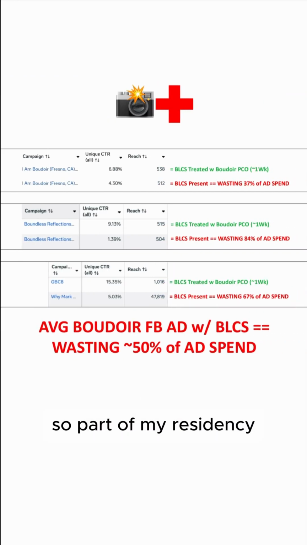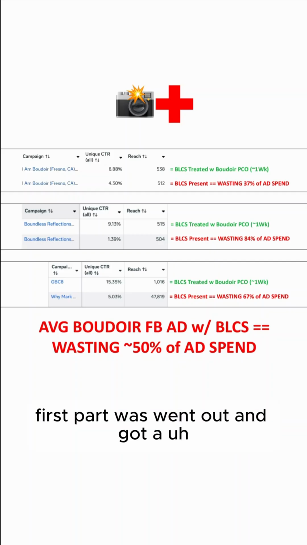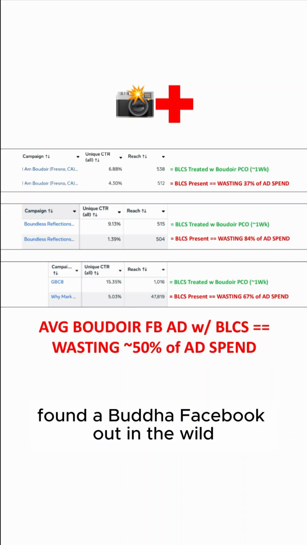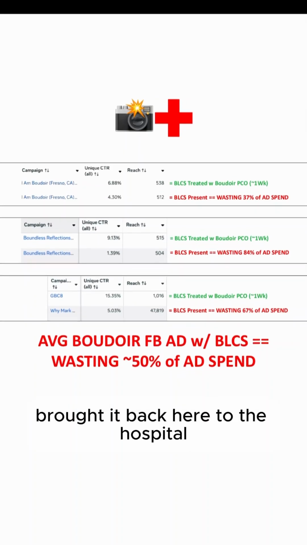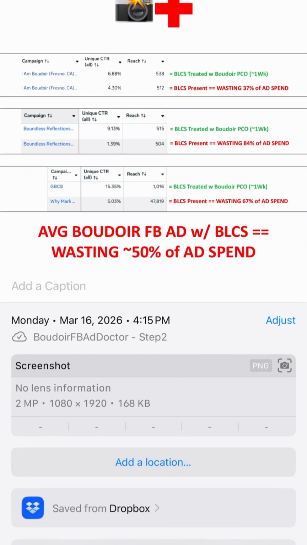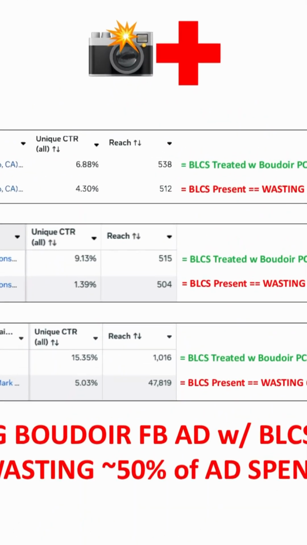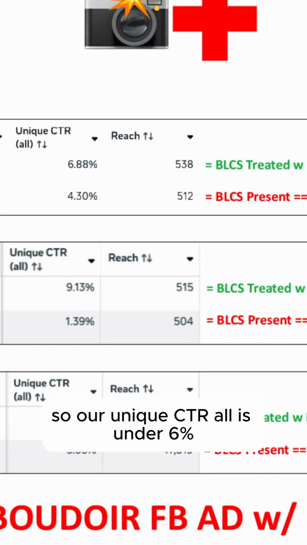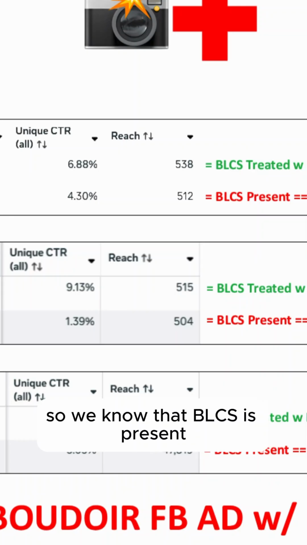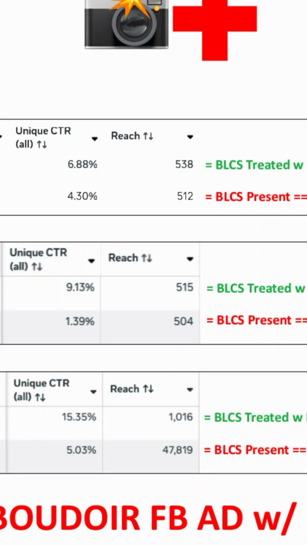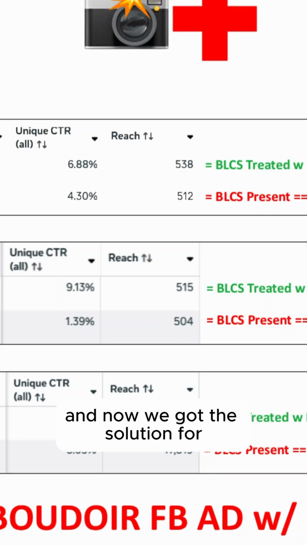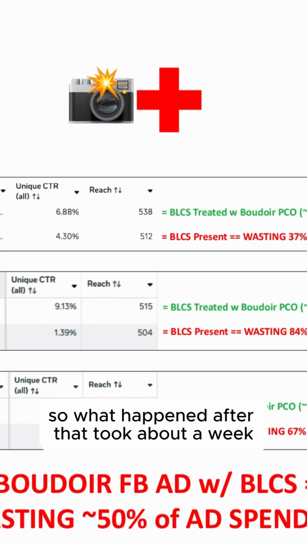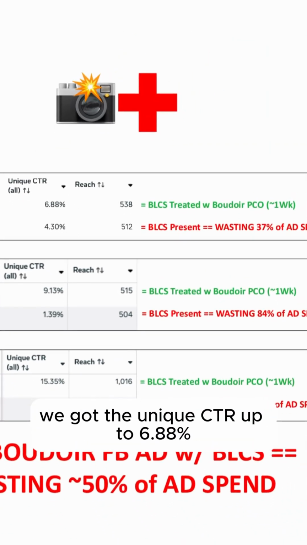So the first part of my residency was going out and getting a Boudoir Facebook ad out in the wild, bringing it back here to the hospital, and testing it. We found out that the unique CTR on that one was 4.3%. So our unique CTR is under 6%. We know that BLCS, Boudoir Low Click Syndrome, is present, and now we got the solution for it. So we treated it with Boudoir Pico. What happened after that? Took about a week. We got the unique CTR up to 6.88%.